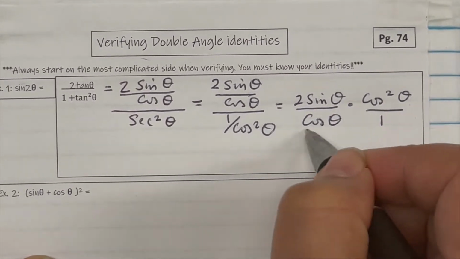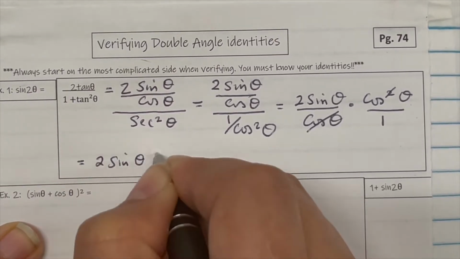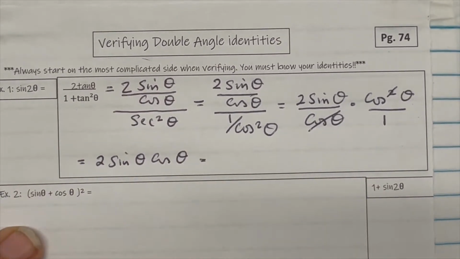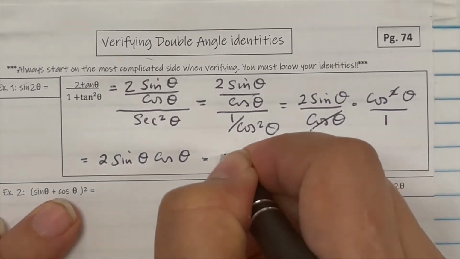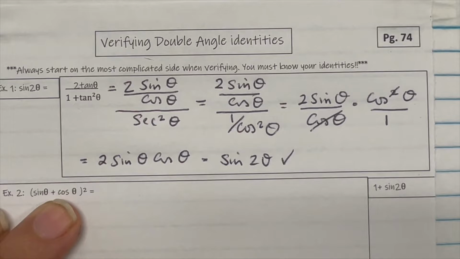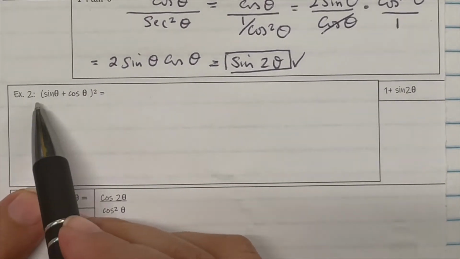All right, what can I do? I can cross out 1 cosine on top and bottom. So it'll leave me 2 sine theta cosine theta. All right, we just learned that that is the double angle formula for sine. So that's sine of 2 theta. And we've just proven the right with the left. So you got to kind of try and just go till you can find it.